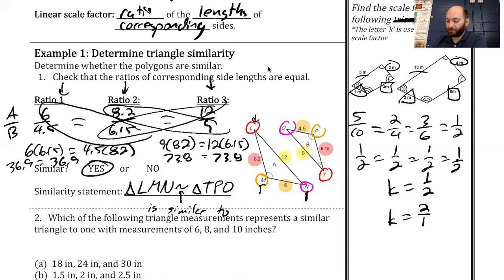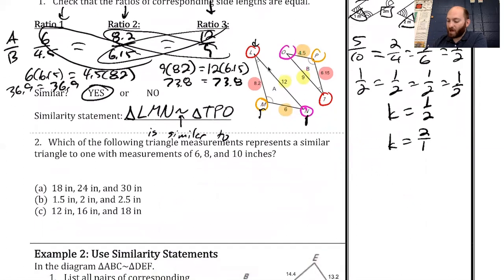All right. Which of the following triangle measurements represent a similar triangle to 6, 8, 10? Again, when I look at these, I don't have any angle measures, but I can do kind of like a short, medium, long. So that's what I'm going to test. I'll look at the ratios of short, medium, and long.